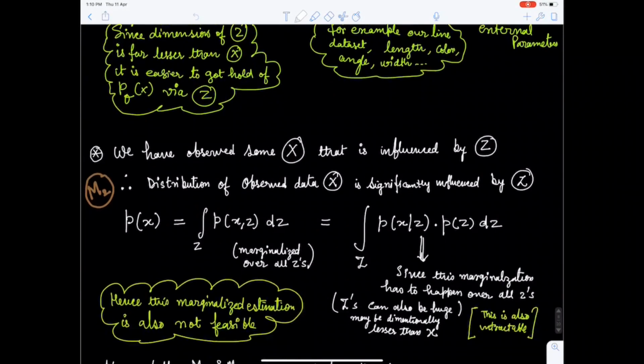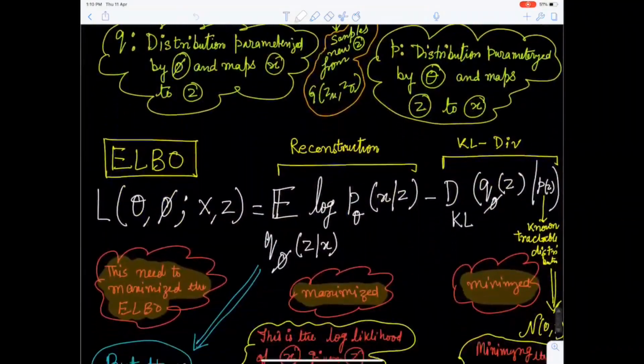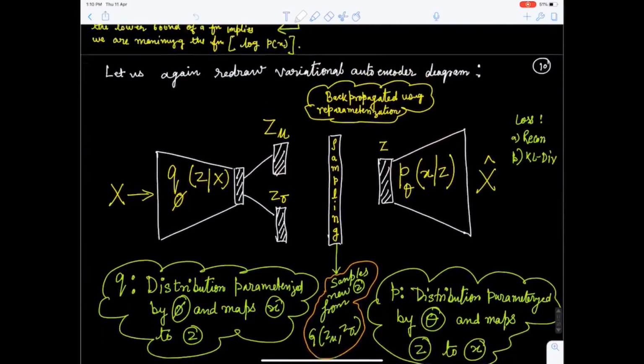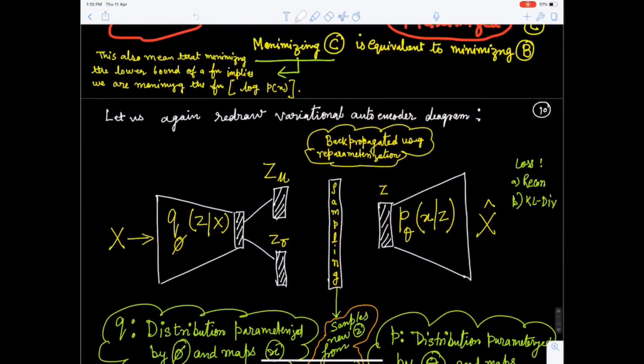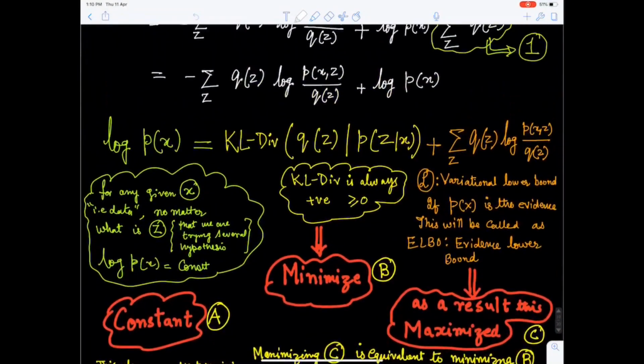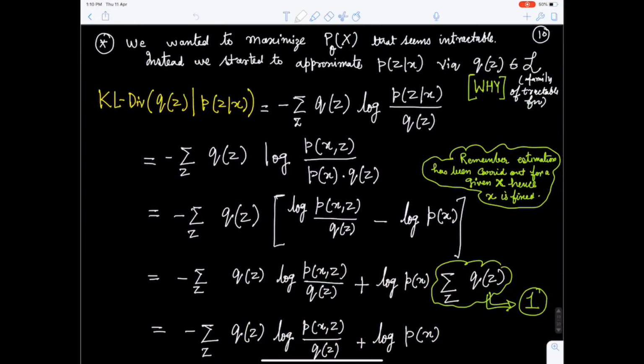So I think that we have seen M1, M2, Bayes theorem and all. Last time we were trying to see, I think we were here, when I said that we wanted to find out the KL divergence of this Q(Z) with probability of Z given X. Why? Because we wanted to estimate probability of Z given X.